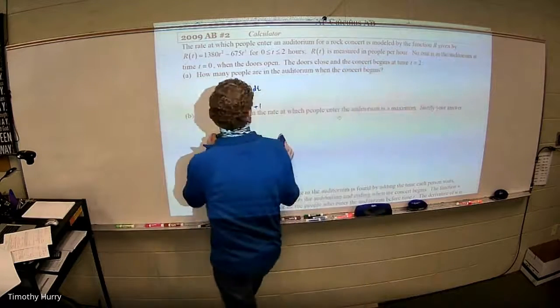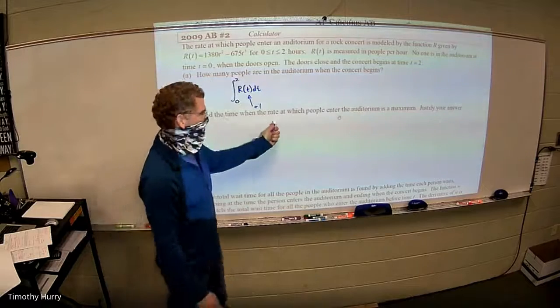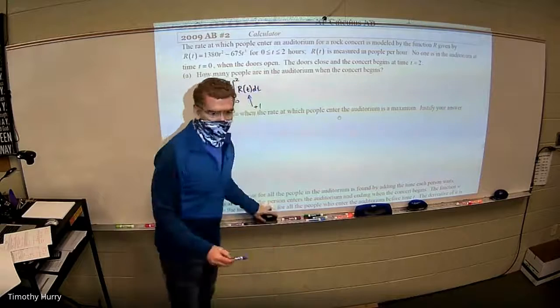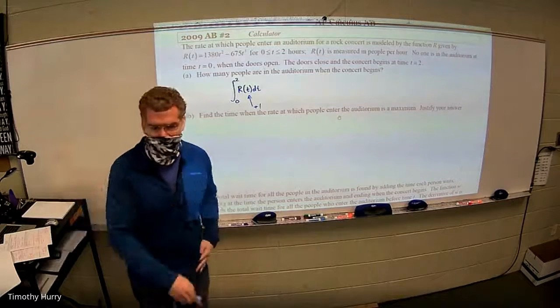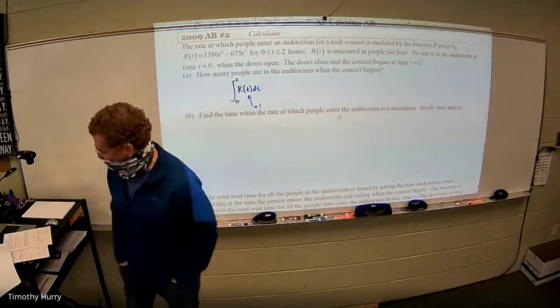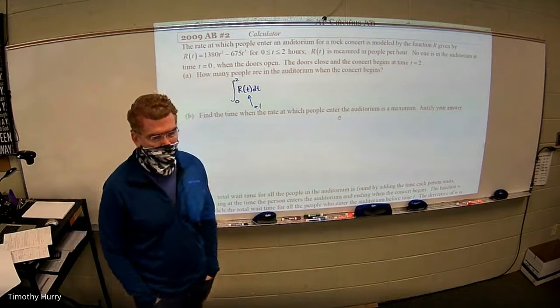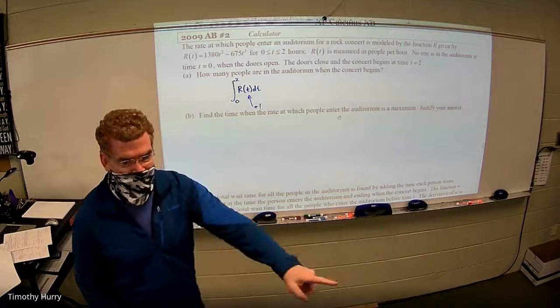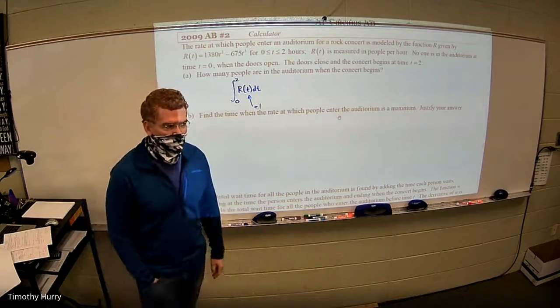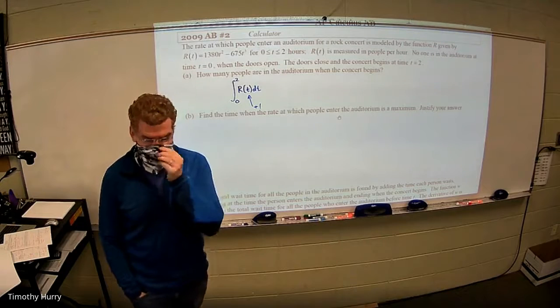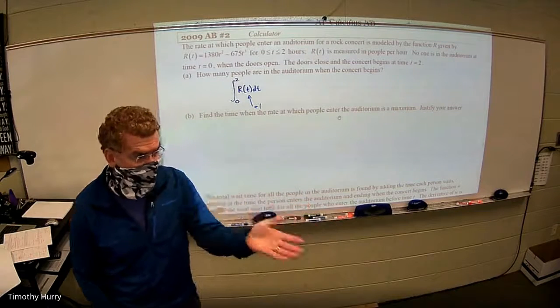All right, next question. Find the time when the rate at which people enter the auditorium is maximized. When is a rate maximized? The derivative is 0 and goes from positive to negative. That's relative maximized. Be careful. When is a rate maximized? Although that will get you in the neighborhood, at least you're looking at relative maxes.